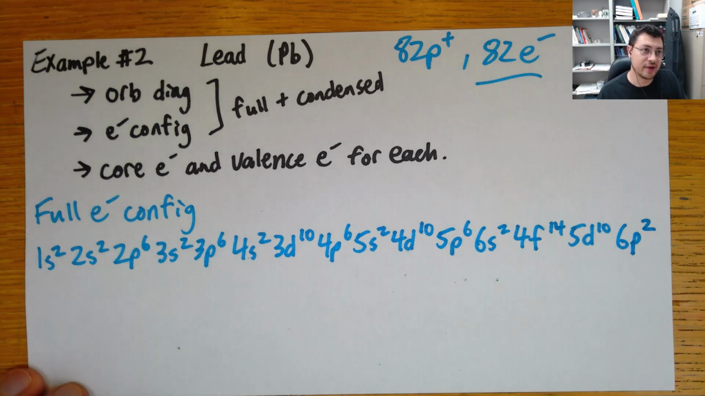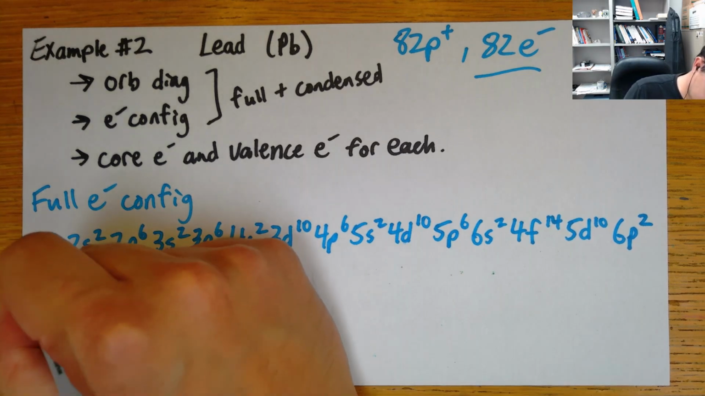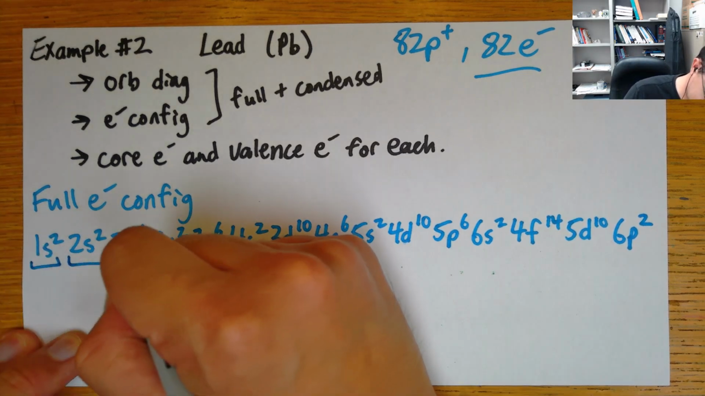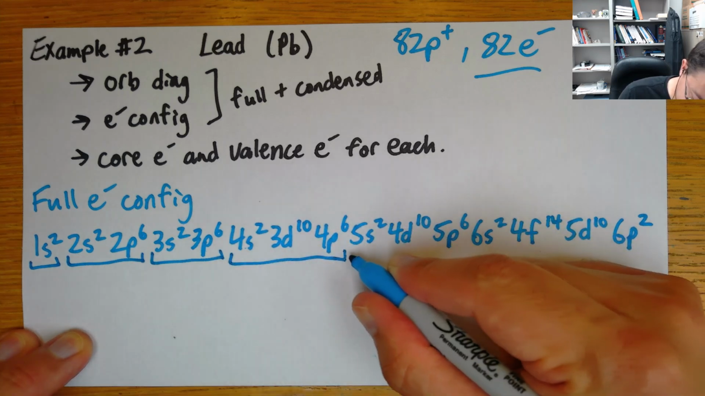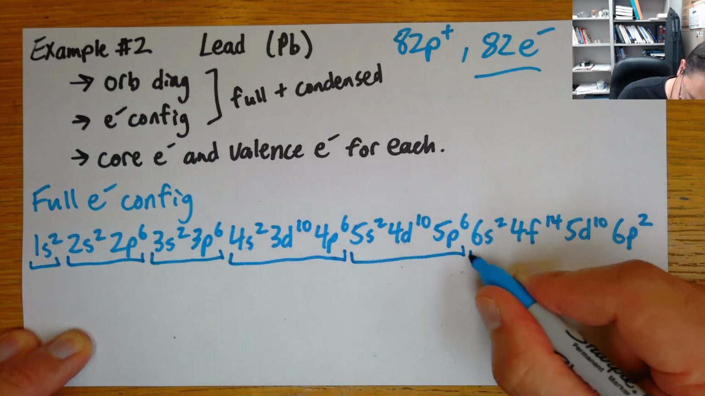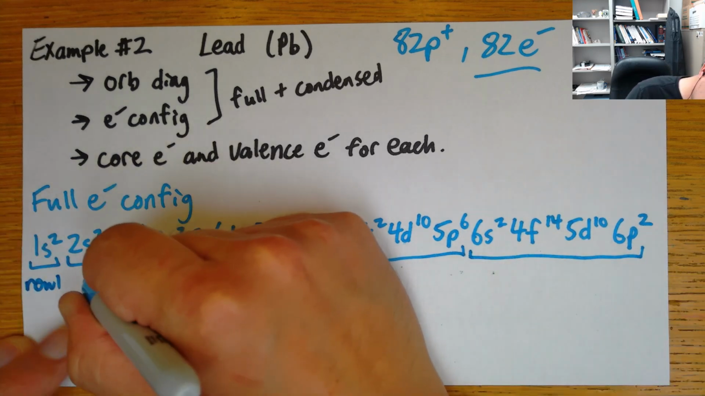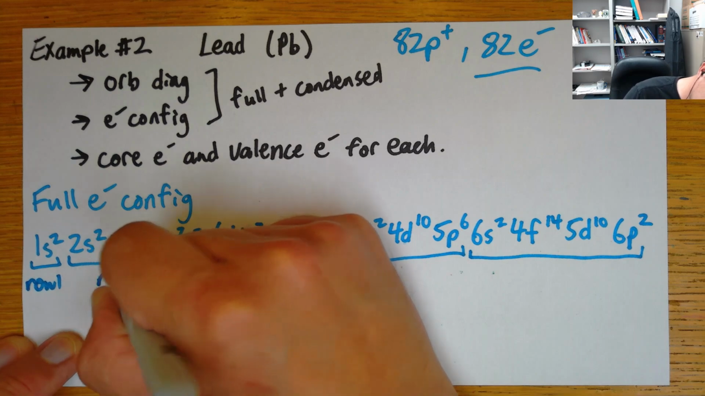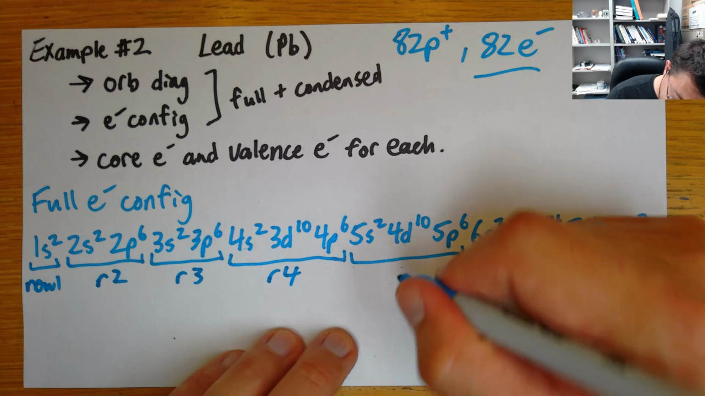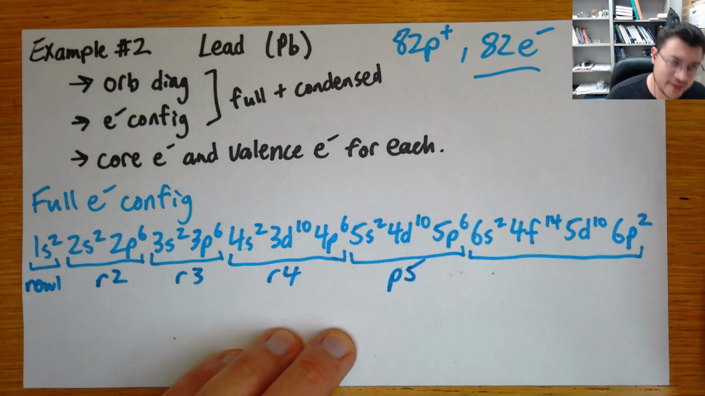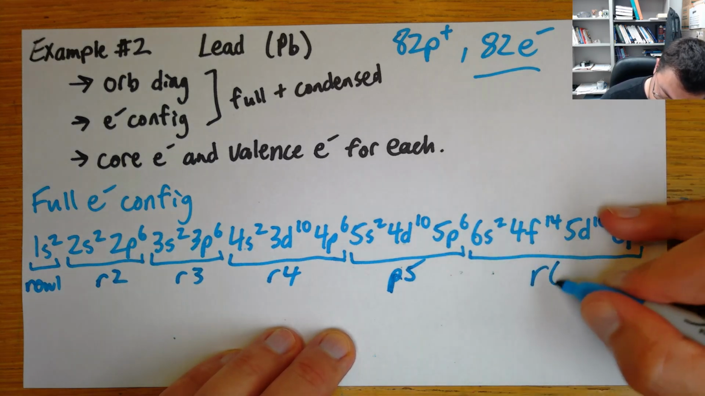All right, there we go. And I'll just do this. I don't always do this, but I'm giving you a sense of the period numbers, the row numbers. Row 1, row 2, row 3, row 4. I guess the technical term is period P, but I've been using R's already. R5, R6.